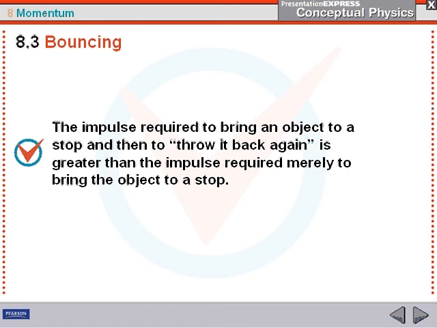This section is on bouncing, and you probably don't think too much about bouncing. We're not talking about bouncing like bouncing a ball. We're talking about catching something and then throwing it back again. But the main point of this is the impulse required to bring an object to a stop and then to throw it back again is greater than the impulse required merely to bring it to a stop.